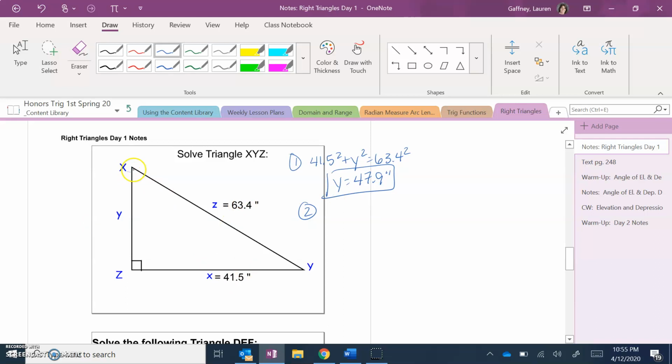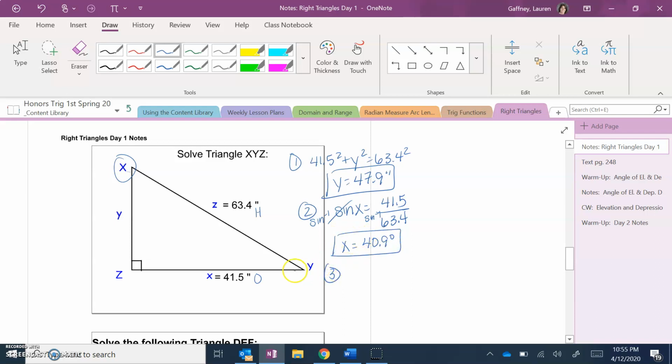According to angle x, this is the opposite, and this is the hypotenuse. So that would mean I should use sine. So sine of x equals opposite over hypotenuse. We found in the last chapter, if you want to get rid of sine, you need to do sine inverse. What you do to one side, you do to the other. So make sure you're in degree mode still. Do sine inverse of 41.5 divided by 63.4, and you should get 40.9 degrees.